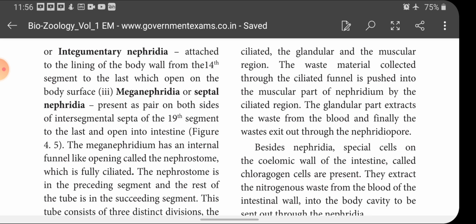You will get a 3-mark question: name the excretory structure of earthworm, mention its types and its location. Okay, this you will get as a 3-mark question.